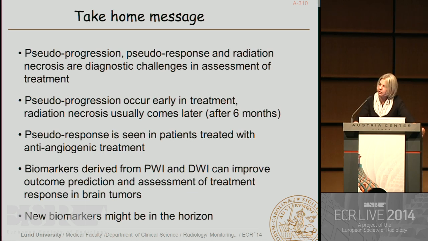So in conclusion, it's a take-home message. Pseudo-progression and pseudo-response, if you treat with angiogenic therapy, as well as radiation necrosis, continue to be diagnostic challenges for us. Pseudo-progression usually occurs early in the treatment, within the first 3 months, and it will be demonstrated by increased contrast enhancement of the lesion, and maybe also increase in the surrounding signal abnormalities on FLAIR and T2. Radiation necrosis usually occurs later, after 6 months, but can occur already 2 months into therapy. And you could also see patients with radiation necrosis several years after treatment.